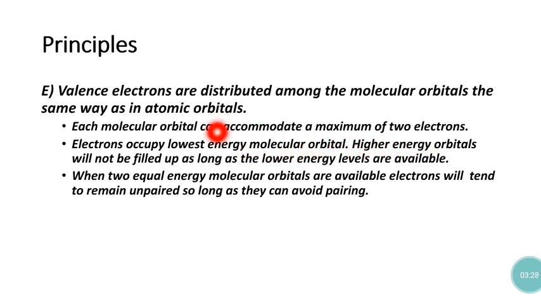Same as the atomic orbitals, electrons occupy the lowest energy molecular orbital. Higher energy orbitals will not be filled as long as the lower energy molecular orbitals are available. When two equal energy molecular orbitals are available, electrons will tend to remain unpaired so long as they can avoid pairing, because pairing produces extra energy which destabilizes them.